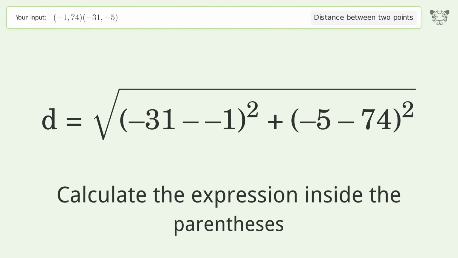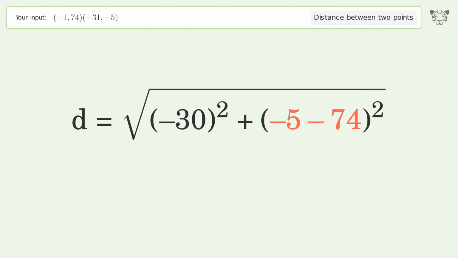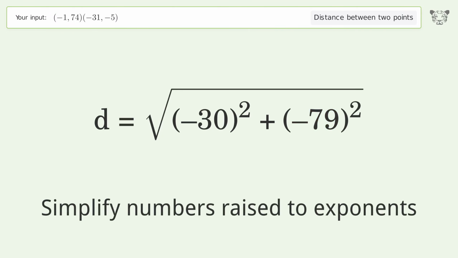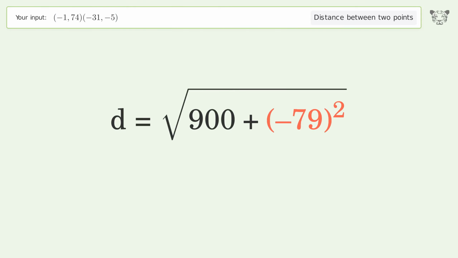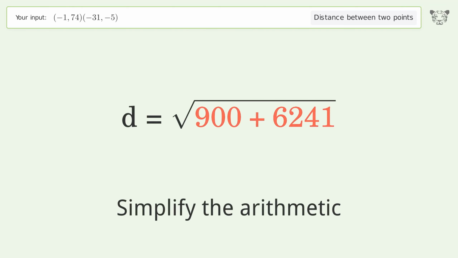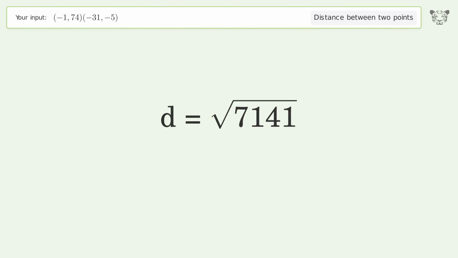Calculate the expression inside the parentheses. Simplify numbers raised to exponents. Simplify the arithmetic. And so the distance between the 2 points is the square root of 7,141, or 84.504.